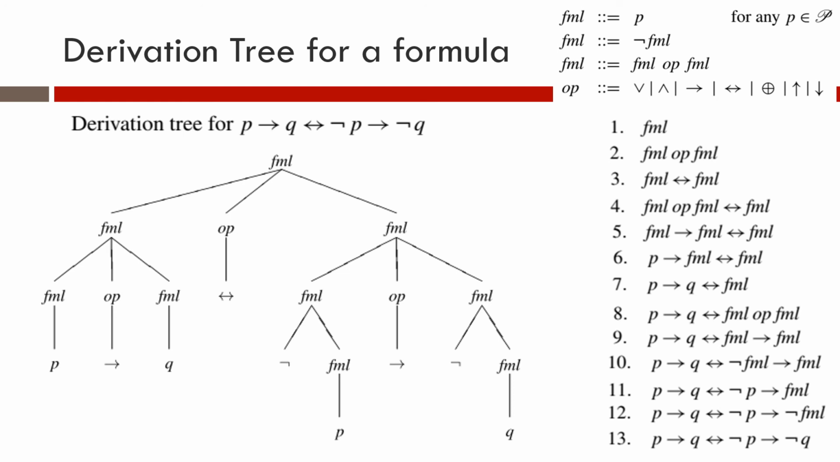Op you replace with implication, formula again you replace with Q. This op is replaced with equivalence, and the same thing applies to the right hand side also. So to draw the derivation tree, first you derive the formula from the set of rules in the production, and then convert that to a tree. Okay, so this is how a derivation tree is drawn for a given formula in propositional logic.